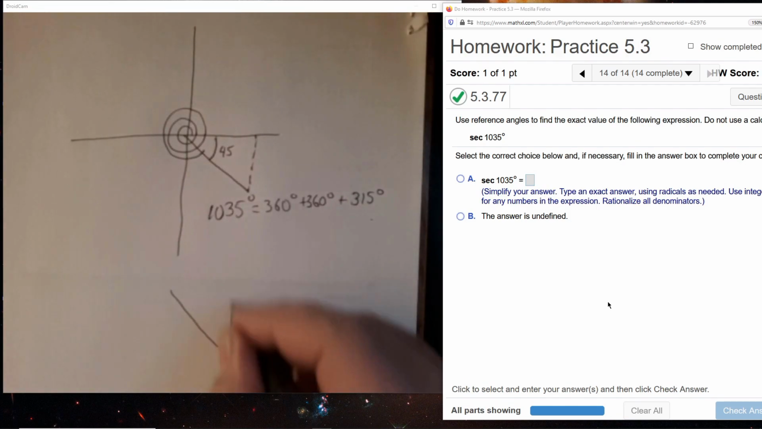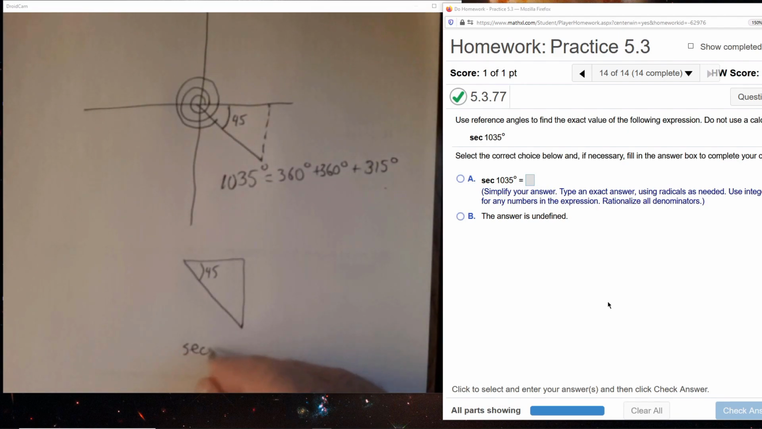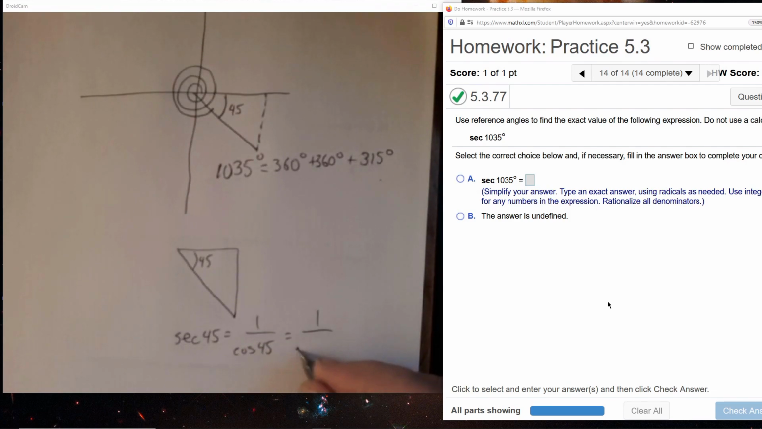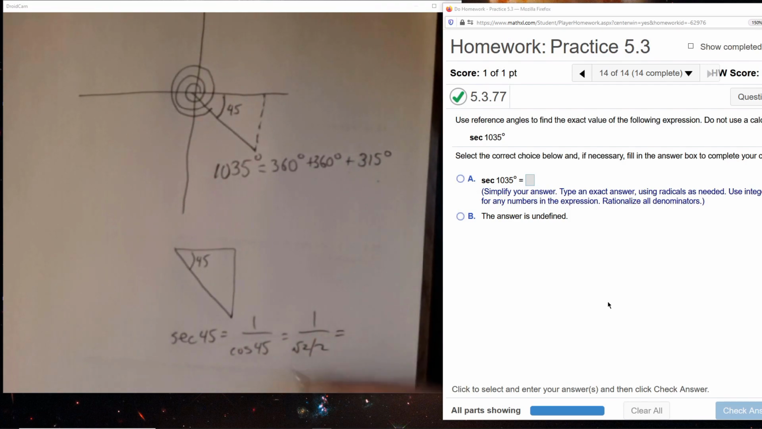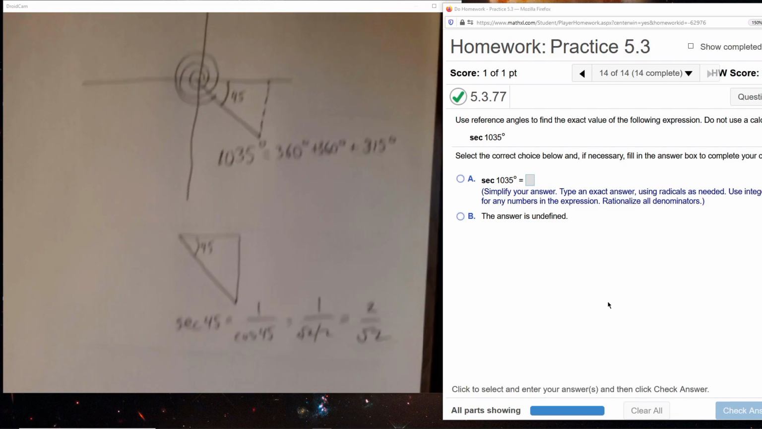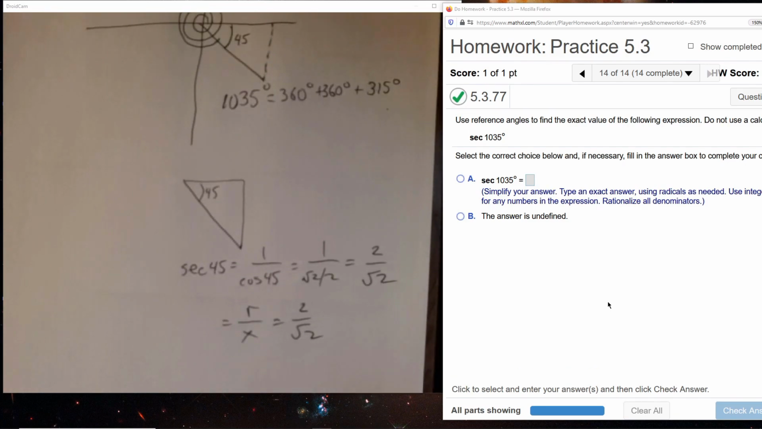So we'll take a look at this. And we're being asked for secant. So we know secant is 1 over cosine. And cosine is what you should remember from that table. Square root of 2 over 2. Taking the reciprocal of this is 2 over square root of 2. And we also know secant is r over x, the reciprocal of cosine. So we can identify the hypotenuse as 2 and the x distance as square root of 2.